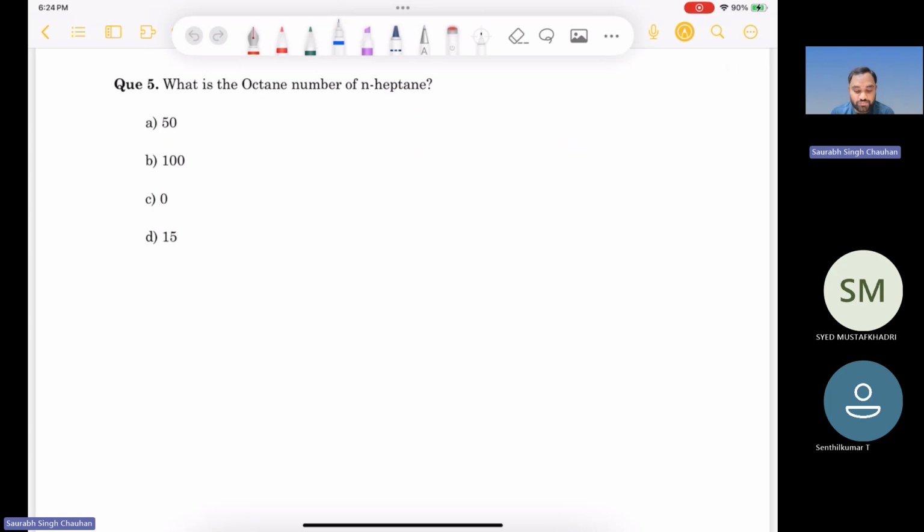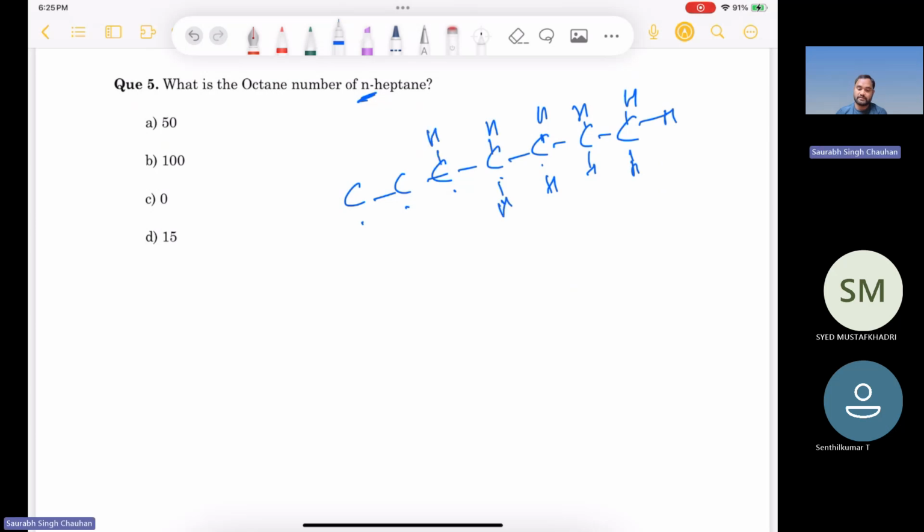Question number 5, it says, what is the octane number of n-heptane? So again, four options: 50, 100, 0, or 15. So what is the correct option? What is the octane number of n-heptane? When you see this N, this basically means you have a simple normal chain, right? Okay, this is n-heptane, and just balance the remaining valency of carbon. No branching, right? So please answer this question. I hope you can easily answer this.